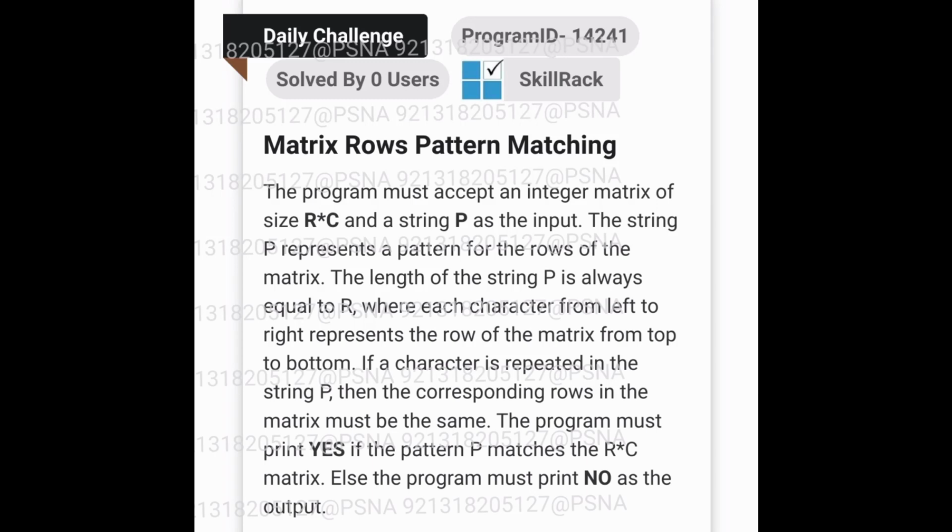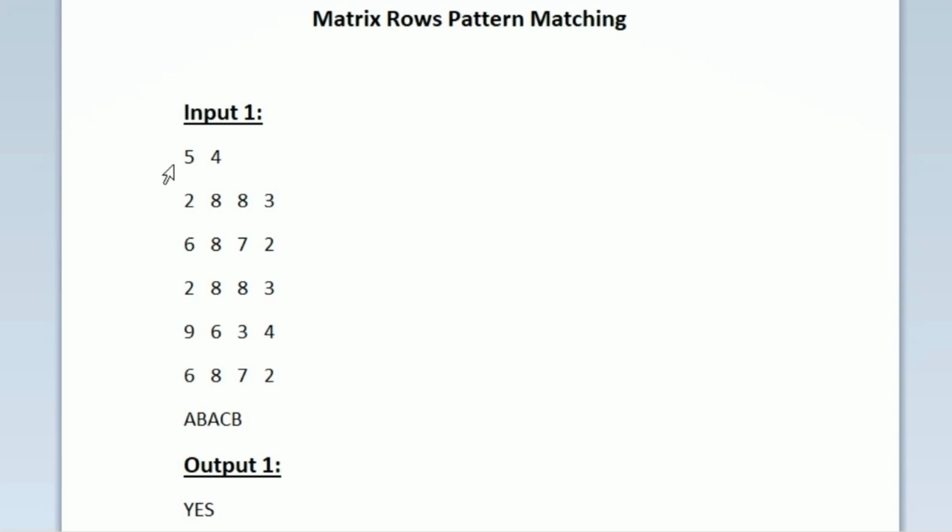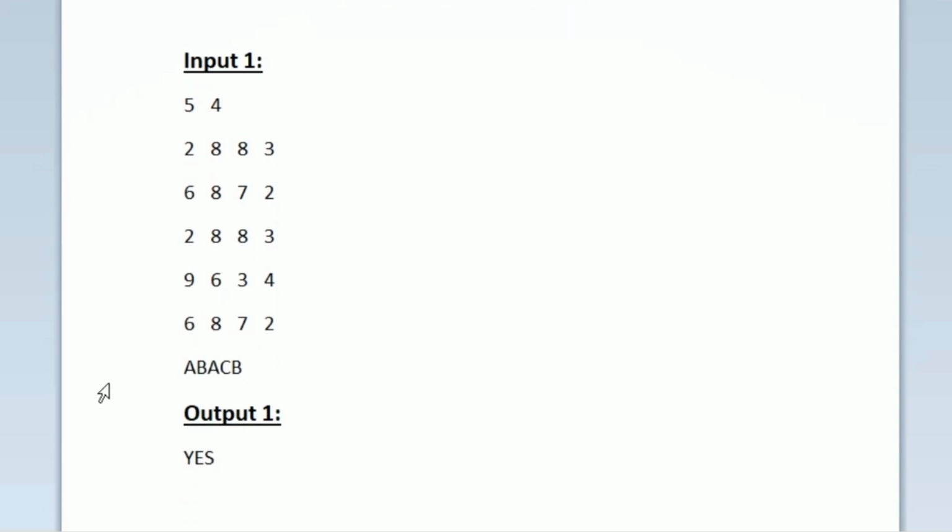This is the question asked in today's SkillTrack daily challenge. So in the first line of our input, we will be given the values of R and C, and after that we will be given an R cross C integer matrix as input. So this is the integer matrix, and after that we will be given a string str. So here we have the given input string str.